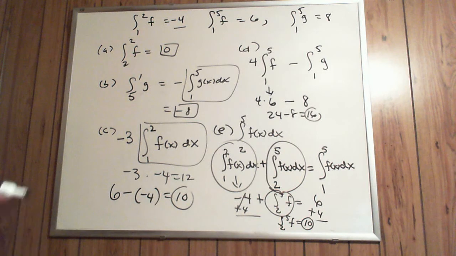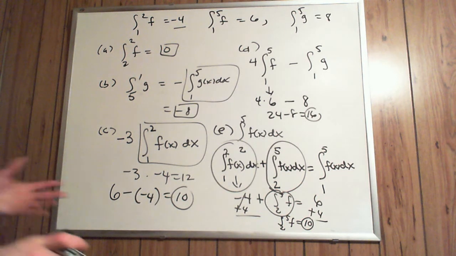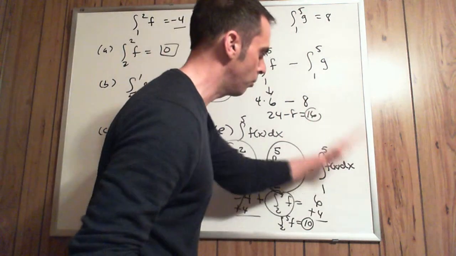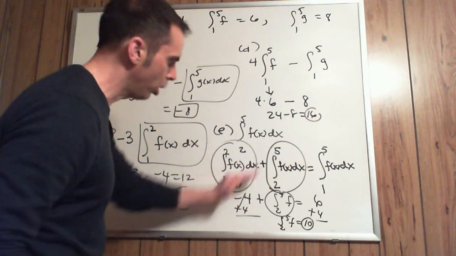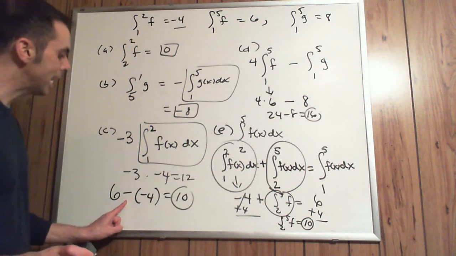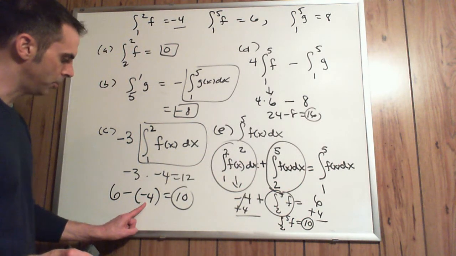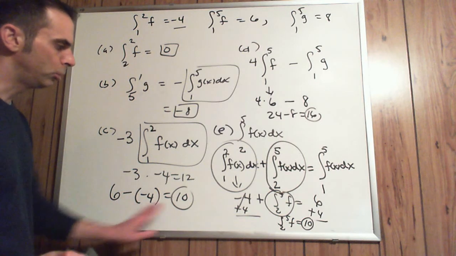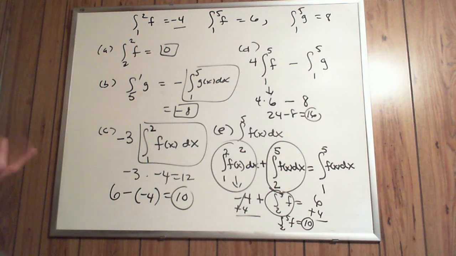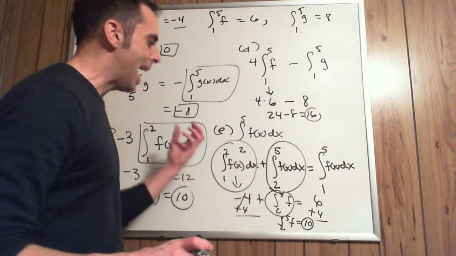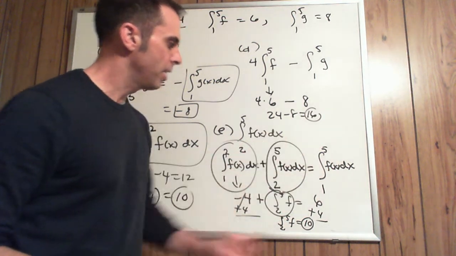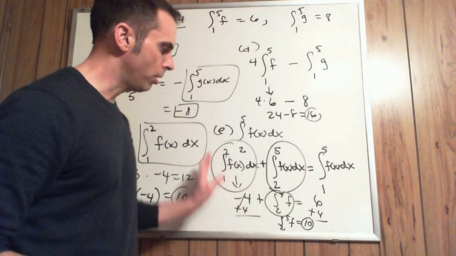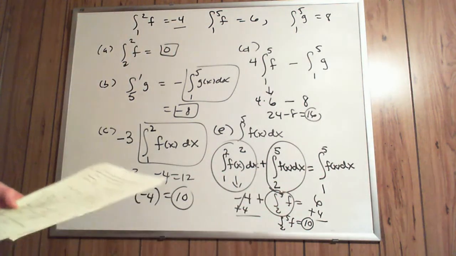So some people could also work with the integrals doing subtraction, the area of the whole piece from 1 to 5 minus the area of one of its parts, which is this. Well, it's minus a negative 4, which would become 10. Or you can create an equation adding the definite integrals from 1 to 2 plus 2 to 5 equals 1 to 5. This is 6, this is negative 4, add the 4 and get the value to be 10.